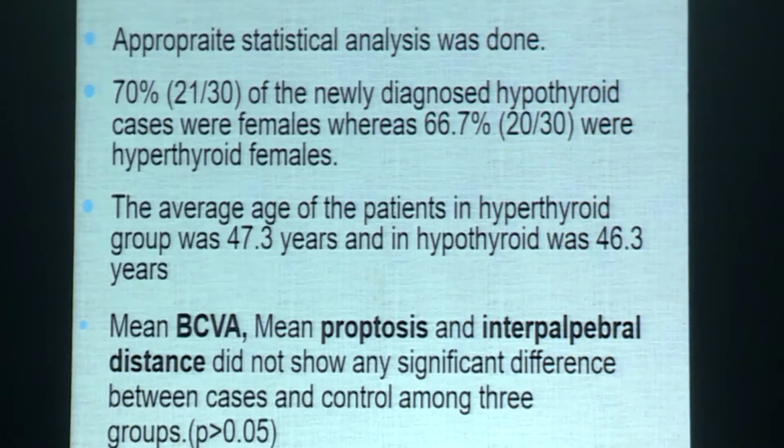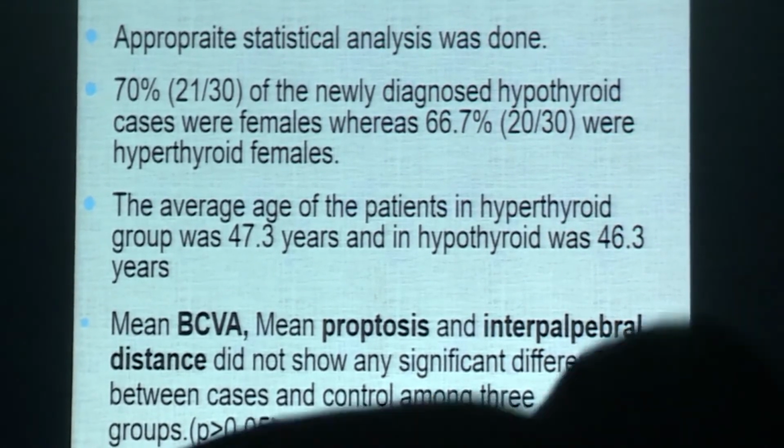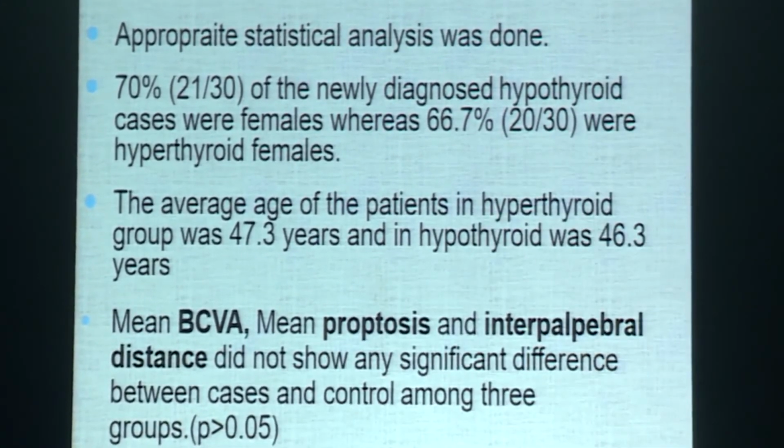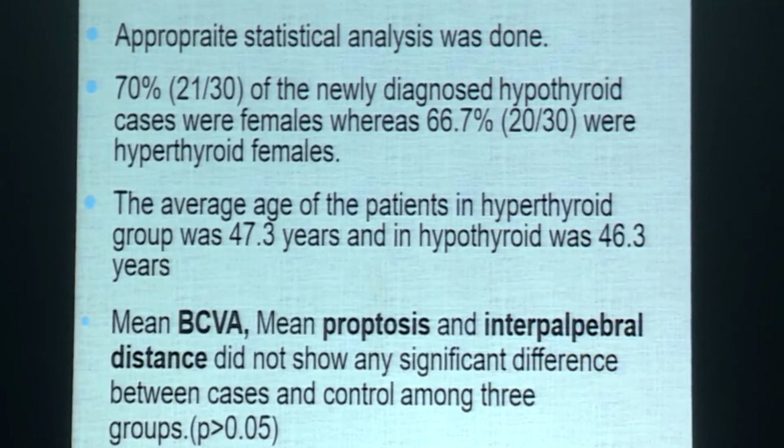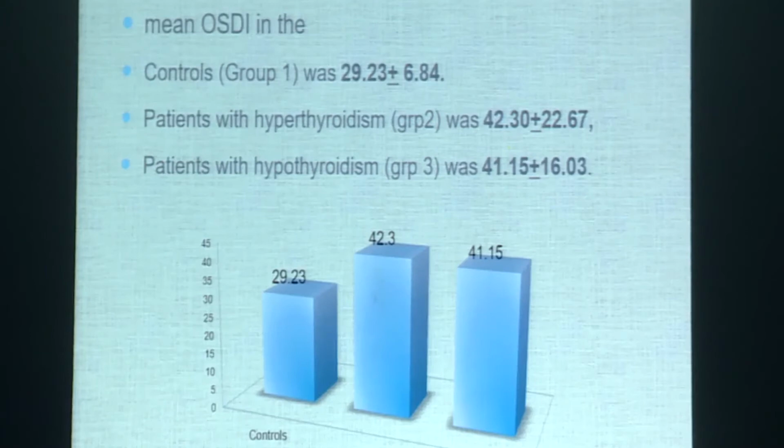In the results, on statistical analysis, 70% of the newly diagnosed cases were females, and there were 60 hyperthyroid and 71 hypothyroid cases. The average age was 47 and 46. The important thing to note here is that BCVA, proptosis and interpalpebral distance did not show any significant difference between the cases and control since they were recently diagnosed cases. The OSDI score in control was 29. In hyperthyroid it was 42, and in hypothyroid it was 41.